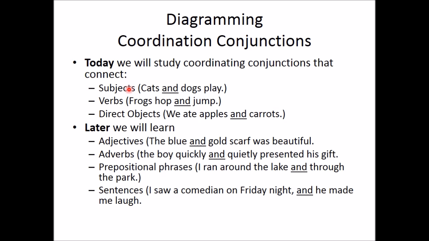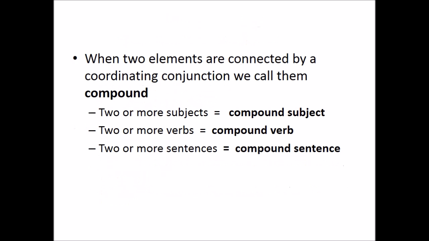So an example of 2 subjects connected would be in a sentence like cats and dogs play. An example of 2 verbs connected would be frogs hop and jump, and 2 direct objects would be something like we ate apples and carrots. Okay, this is what we're going to focus on in today's lessons: diagramming subjects, verbs, and direct objects that are connected by coordinating conjunctions.